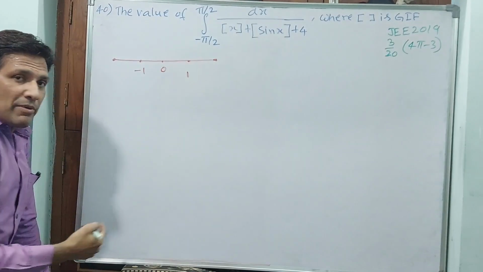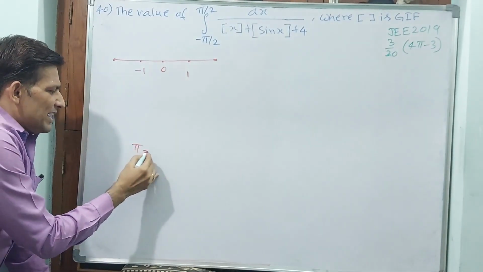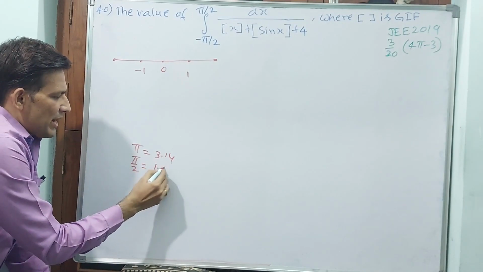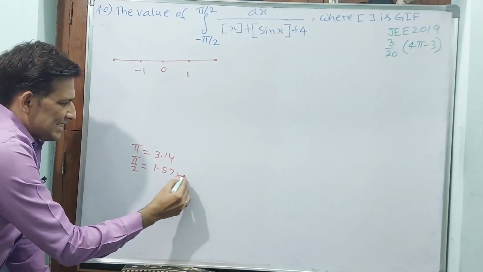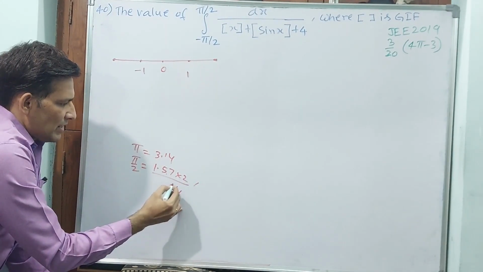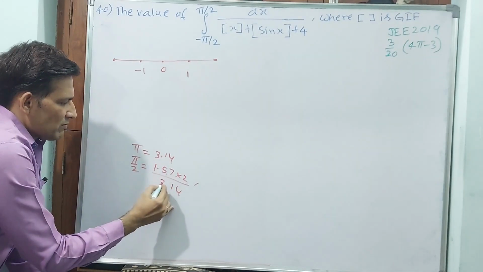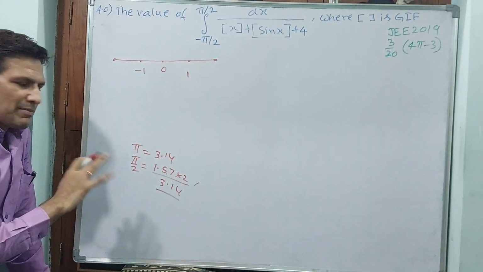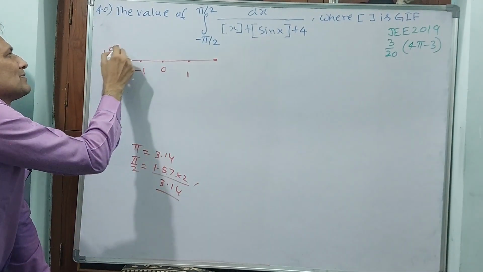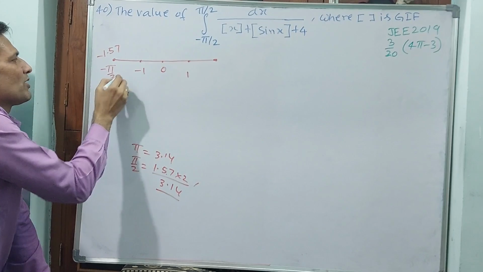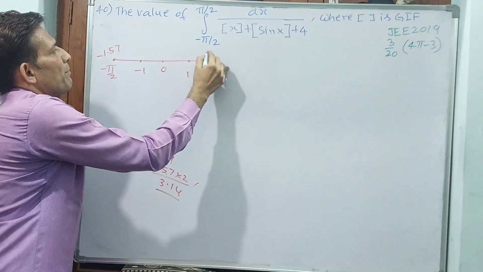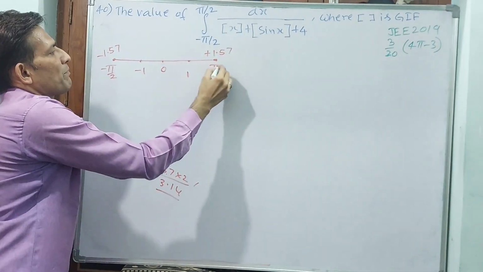You tell me, minus pi by 2 means what will come? See, pi is equal to 3.14. Pi by 2 means 1.57. Is it okay? Approximately I am talking about 1.57. That means I am writing 1.57 here with minus, and again I am writing minus pi by 2 here. Why? Because you have to know this value is 1.57. Same here also, plus 1.57, but plus pi by 2.